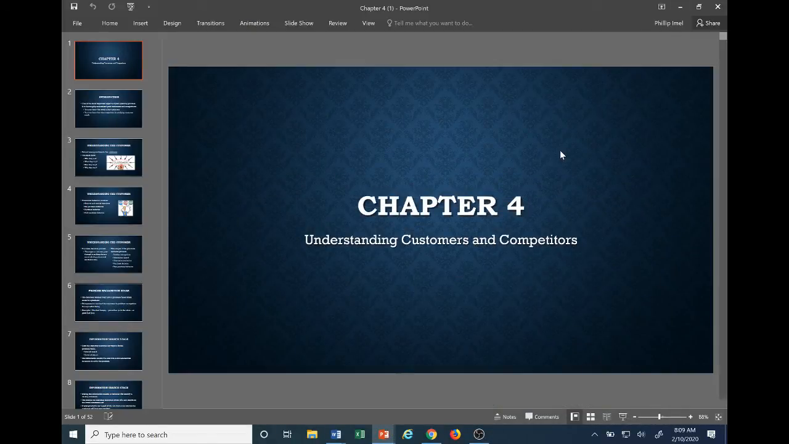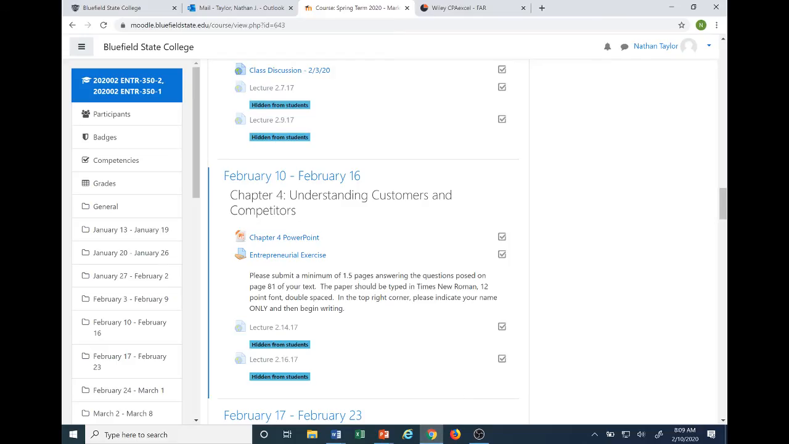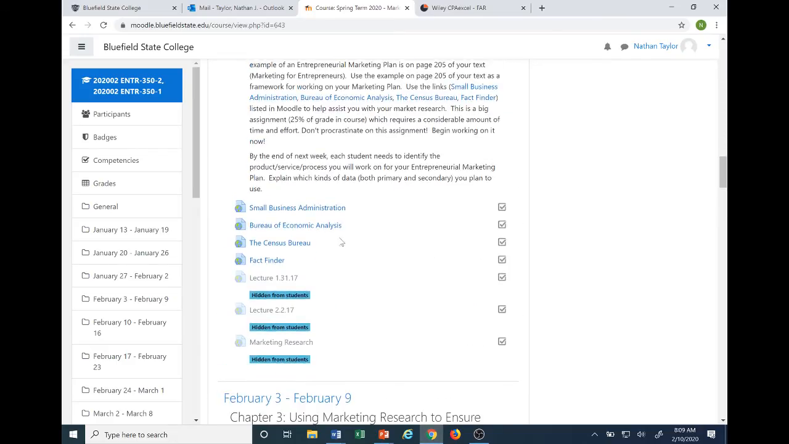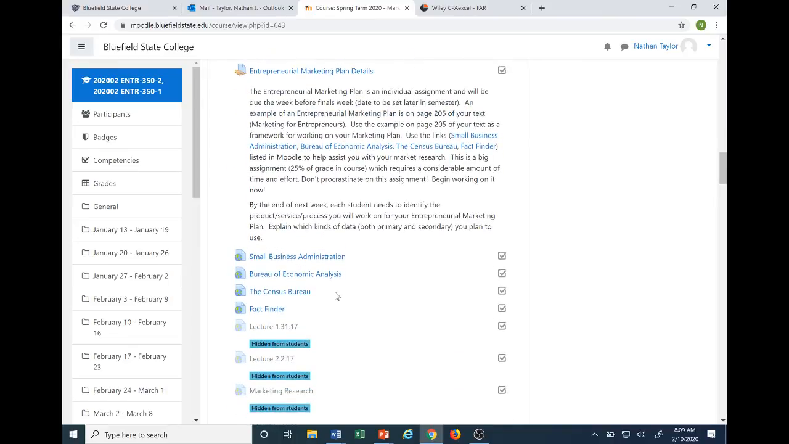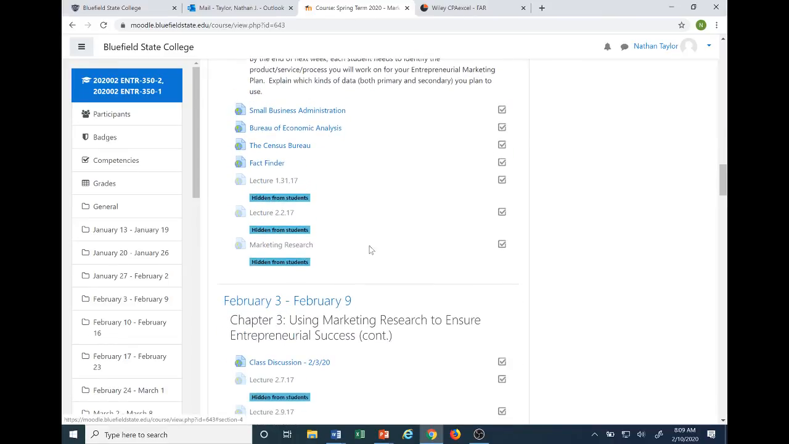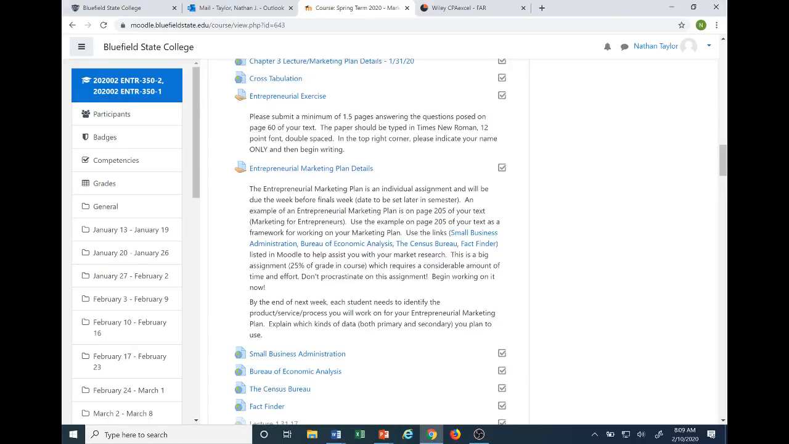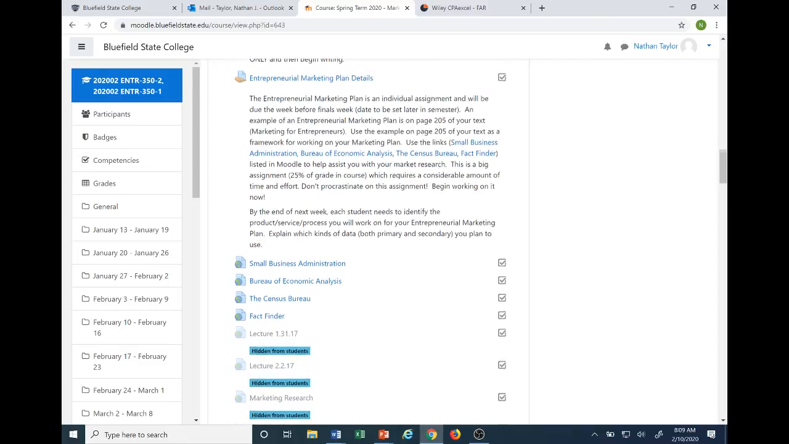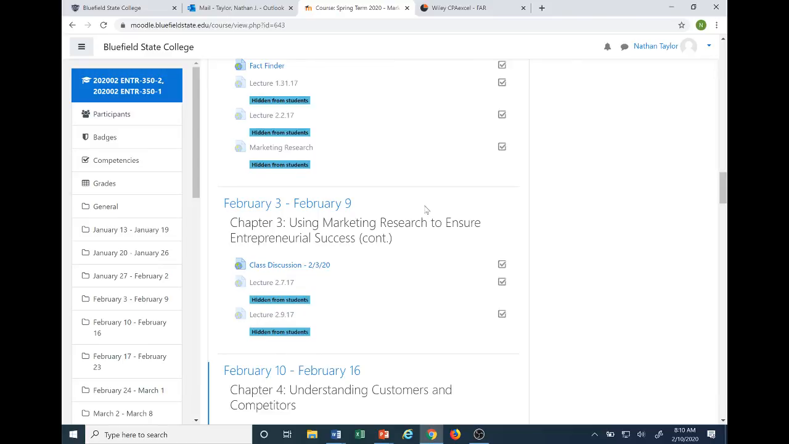Hope everyone had a good weekend and used their time last week wisely and productively with the lab week to get our entrepreneurial marketing plan started. And hopefully, everyone got all of the assignments that were due, both the entrepreneurial exercise and the entrepreneurial marketing plan details of the product, service, or process you're going to be working on, and which types of data, both primary and secondary, that you plan on using.